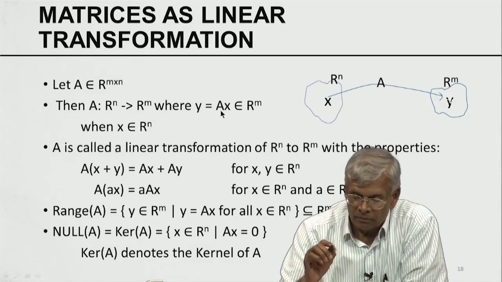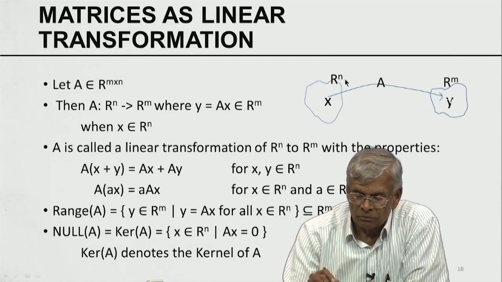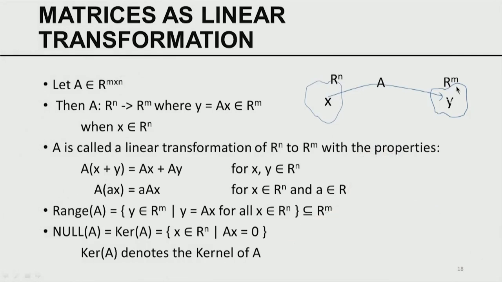Here is an illustration of the map. This is Rn. This is Rm. A is the matrix which is m by n. So if you take an n-vector and multiply it by an m by n matrix, I get an m-vector. So it transforms n-vectors to m-vectors, and that transformation is induced by the matrix A. So we call A an operator or a transformation. The words operator and transformation are used synonymously.